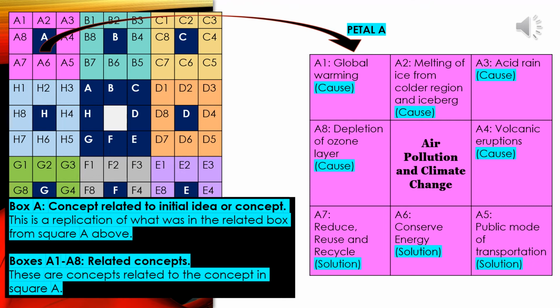Next, we will brainstorm for ideas to fill the petals. Firstly, for petal A, the central idea is air pollution and climate change. So, in the boxes surrounding A, we have to put issues related to the concept.